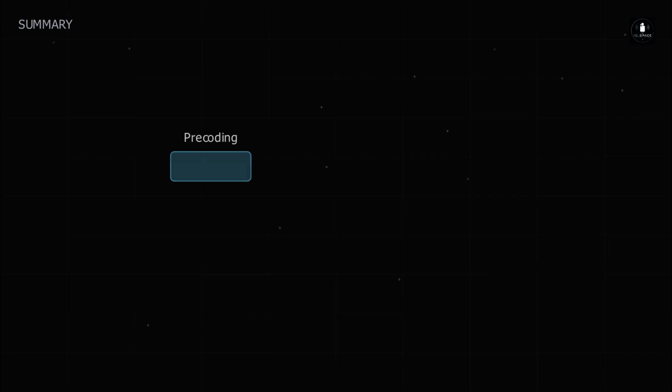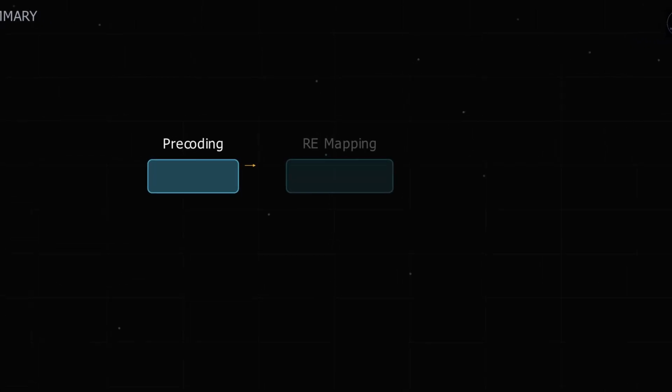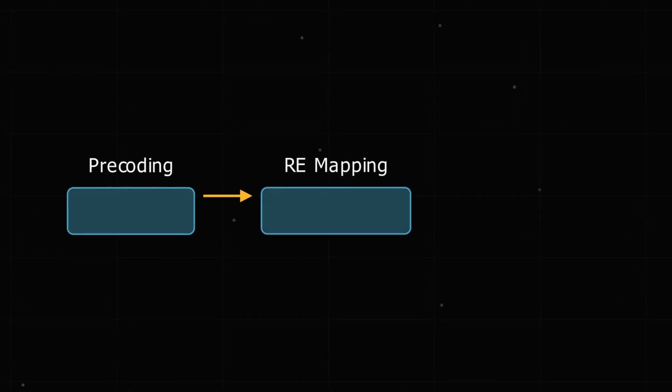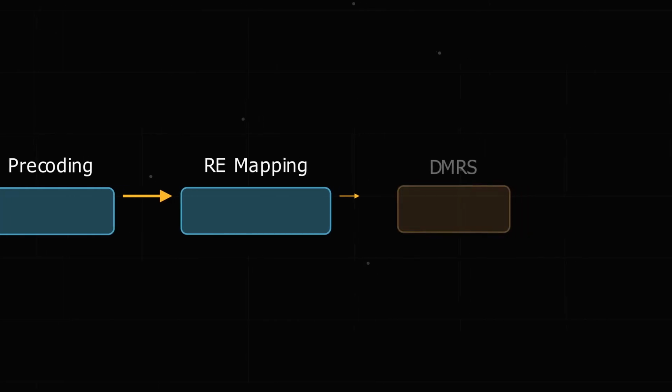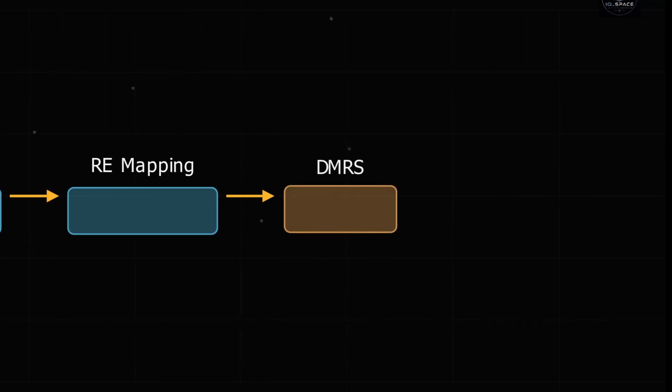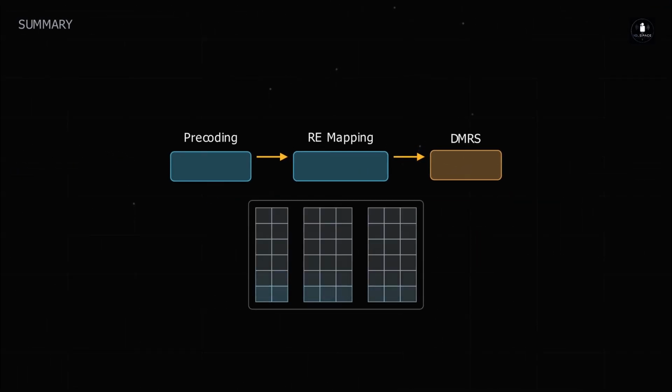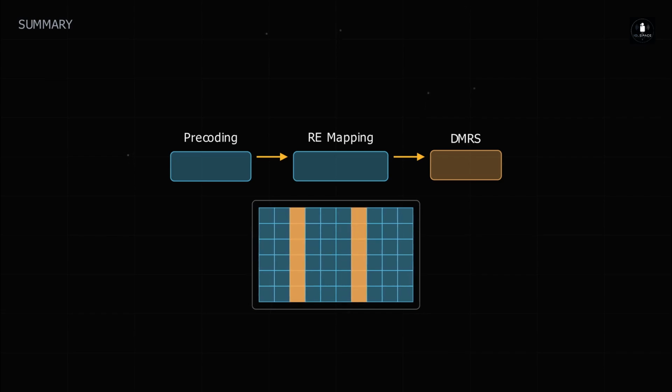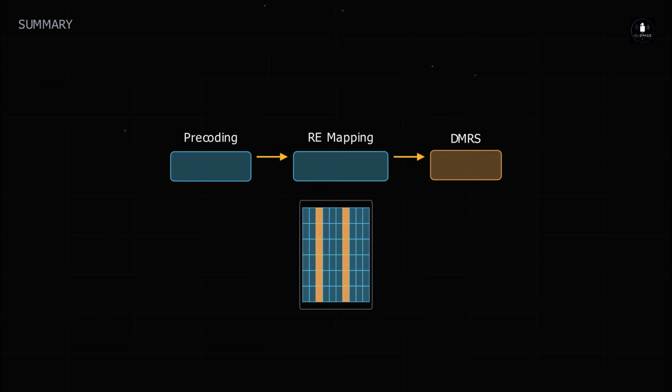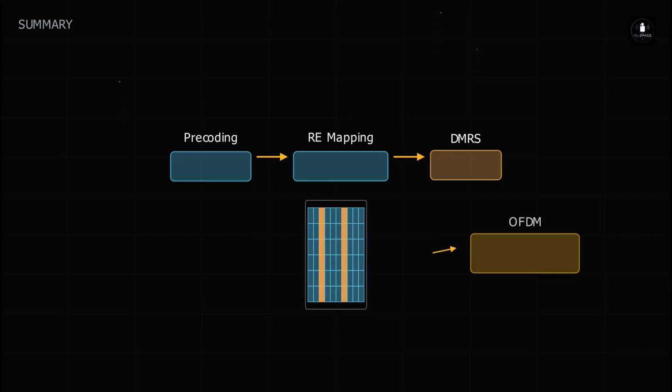Let's summarize what we have learned. After precoding, every modulation symbol is mapped into its assigned resource element. DMRS symbols are then inserted alongside the PDSCH. Together, they form the complete resource grid that is ready for transmission. The only remaining step is to transform this frequency domain resource grid into the time domain waveform that leaves the antenna. The transformation is performed using OFDM modulation, which we will explore in the coming episodes.